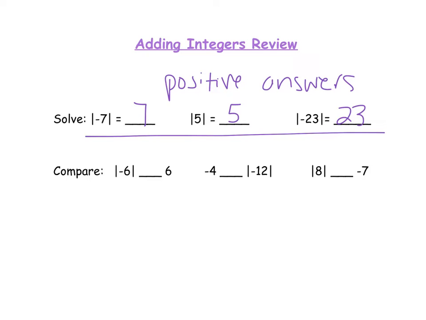And then for comparing, the absolute value of -6 is really 6. So 6 is the same as 6. Absolute value of -12 is really just 12. -4 is less than 12. And the absolute value of 8 is just 8. So 8 is greater than -7.